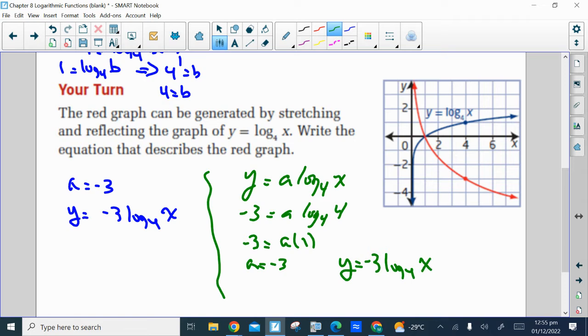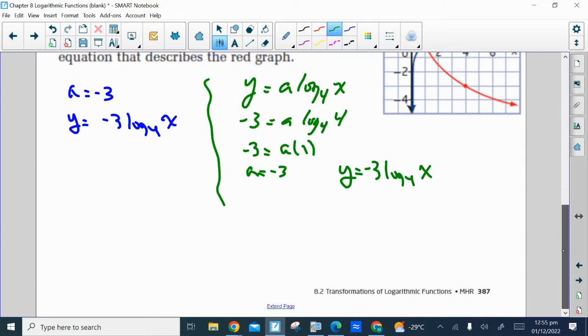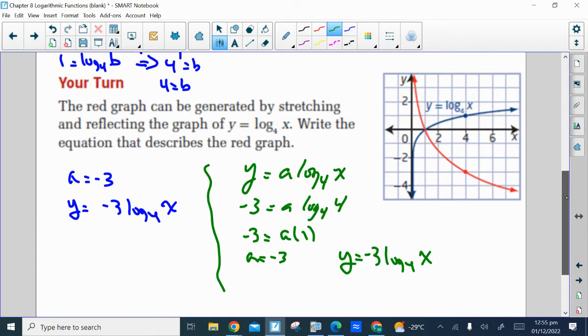So again, we did this before, where we found an equation by using some logic, figuring out what the transformation is, and then changing the parameters, as well as doing it algebraically by using a point on the graph. But you still must recognize what parameter is being changed.